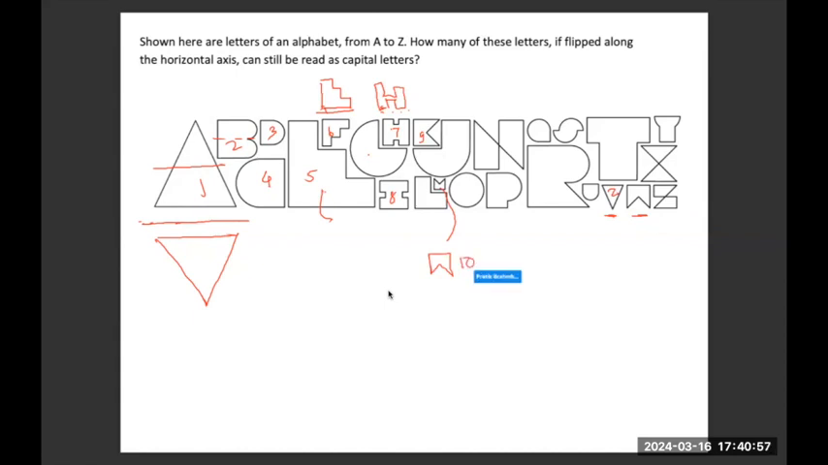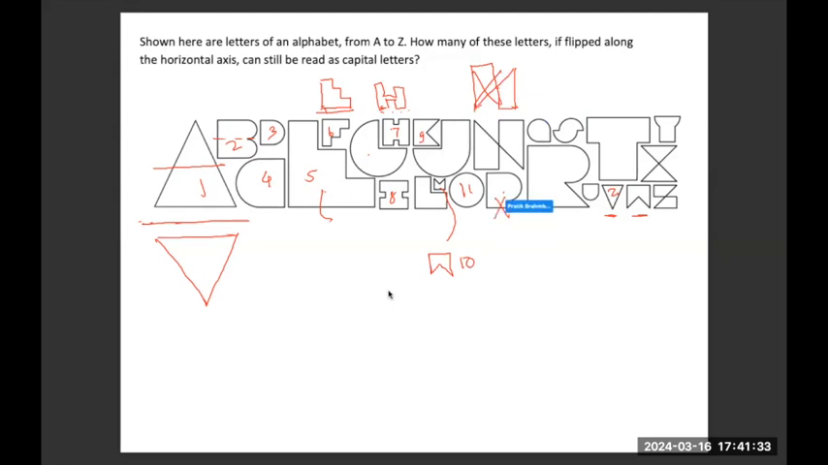So 10, 11. This one won't come. When you rotate it along the horizontal axis, it looks like a mirrored N, so even that won't come. If you want, I will draw it here. Yeah, it will look something like this, which is an inverted N, which is wrong.